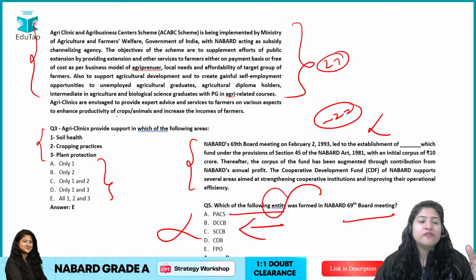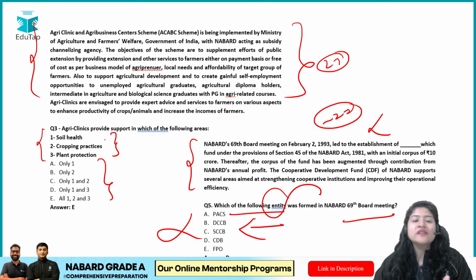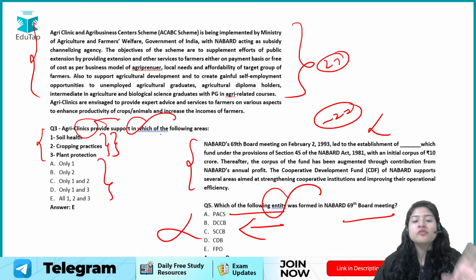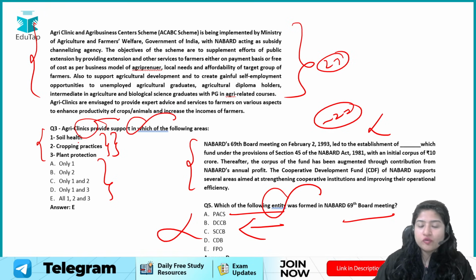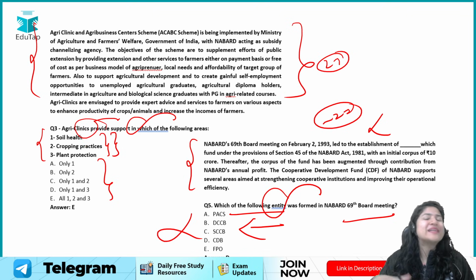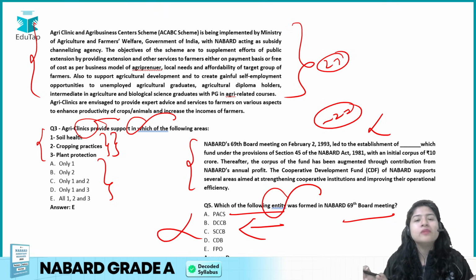Like for example, in phase 1 you could have made a wild guess, and it might have worked for you. But in phase 2 you should have clarity of the scheme properly, and then only you would have been able to identify which of the following areas agri clinics provide support for. So that is why we would recommend, don't prepare separately for phase 1 or phase 2. Whatever you are reading, have clarity.